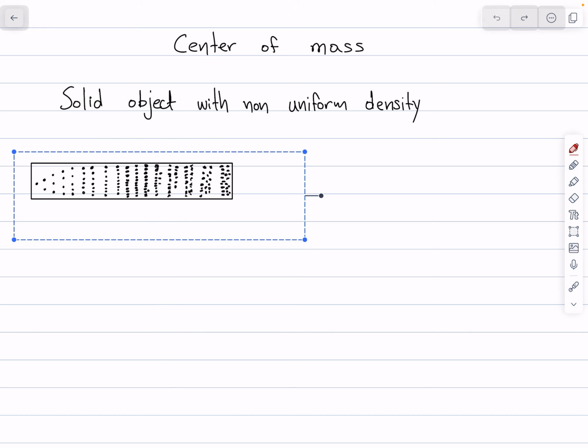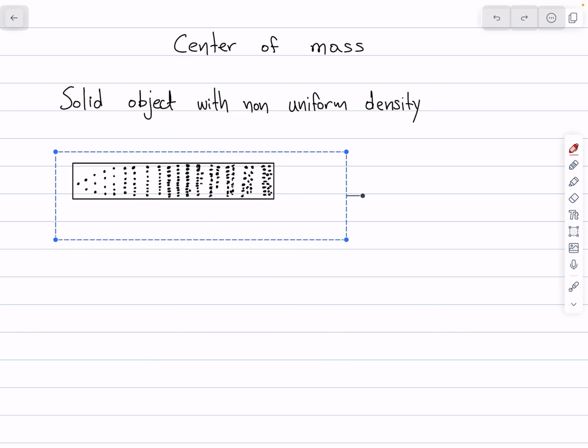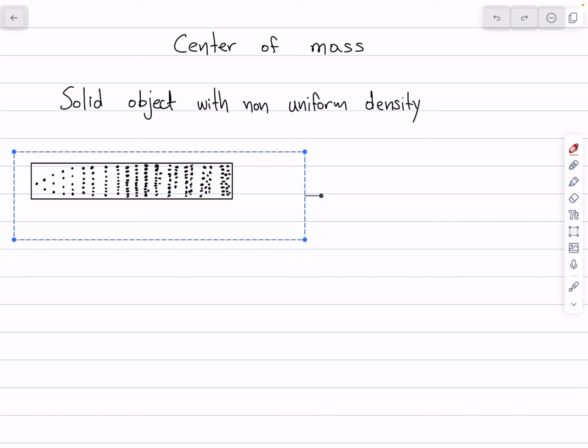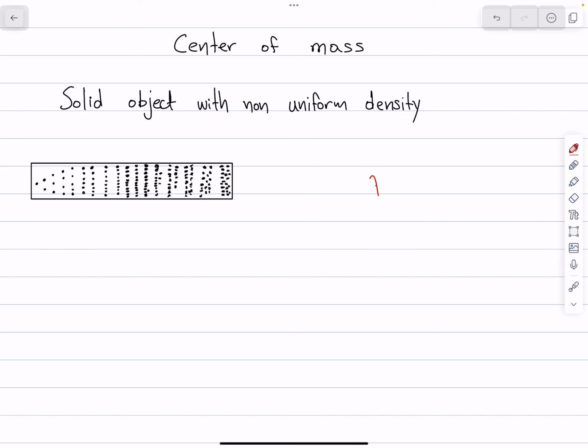So we will probably have a linear mass density that will be, for example, a times x, and this means that if my origin is on the left side, as the value of the position x increases, the density increases.